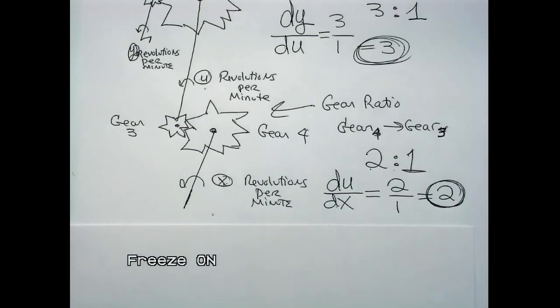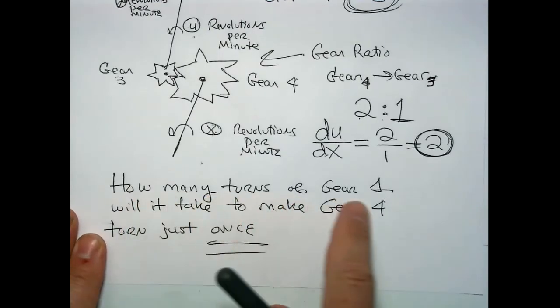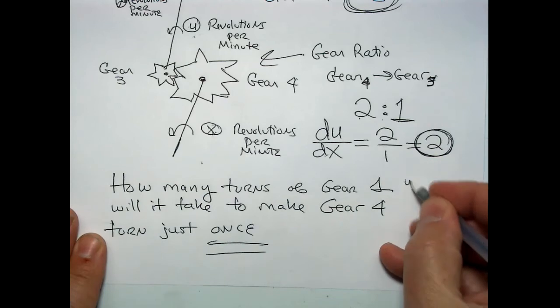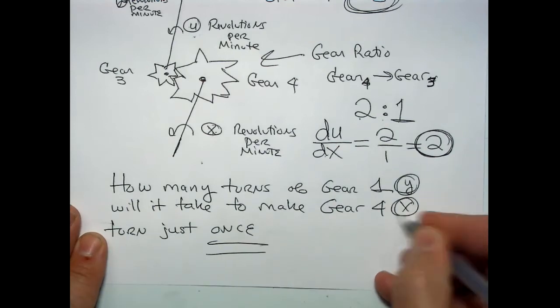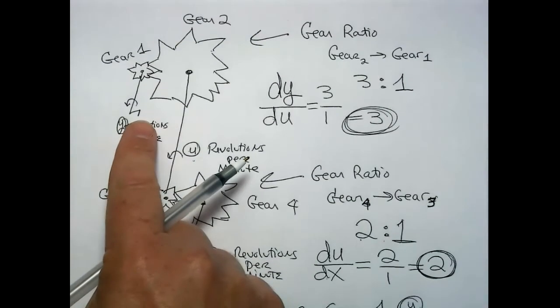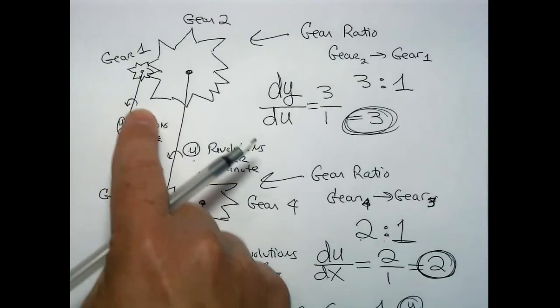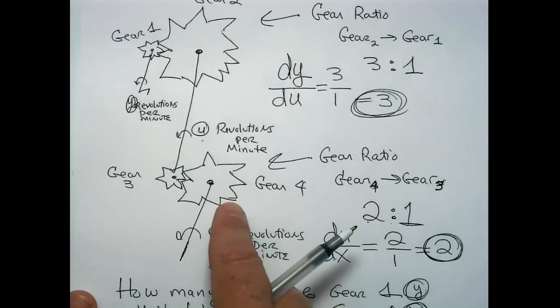Now the real question is the big picture, and that is, how many turns will it take on gear 1, and of course that's where we're revolving it at y revolutions per minute, to get me 1 turn on gear 4, and that's x revolutions per minute. So you're up here at handle 1, and you're cranking this along counterclockwise, and my question is, how many turns is it going to take for you to get this gear to move just 1 time?